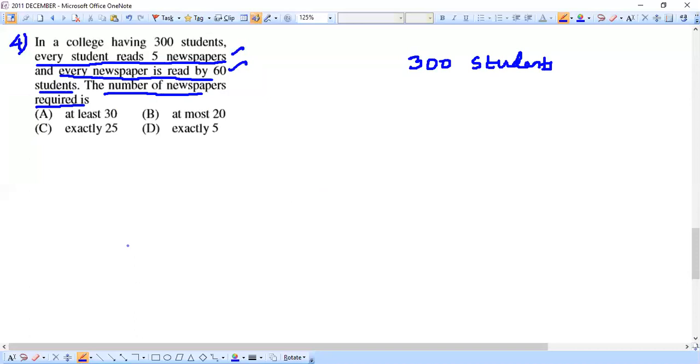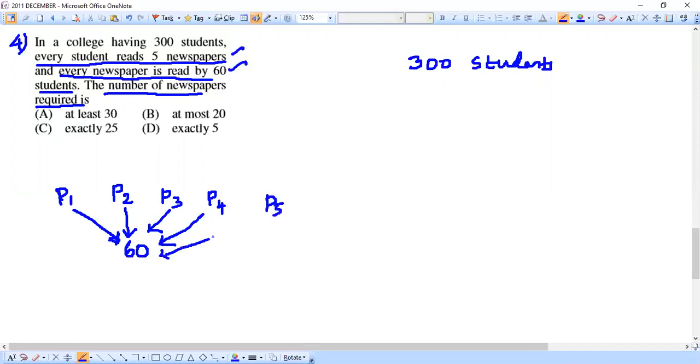Given that every newspaper is read by 60 students, let's have it like this. Newspaper 1 is there. This newspaper 1 will be read by 60 students. Next, paper 2. Paper 2 will be read by 60 students. Next, we will have paper 3. Paper 3 will be read by 60 students. Next, we have paper 4. Paper 4 is also read by 60 students. And last one, we will have paper 5. Paper 5 is also read by 60 students.